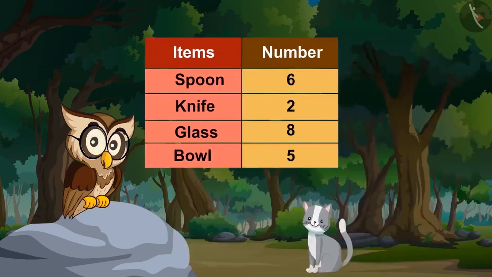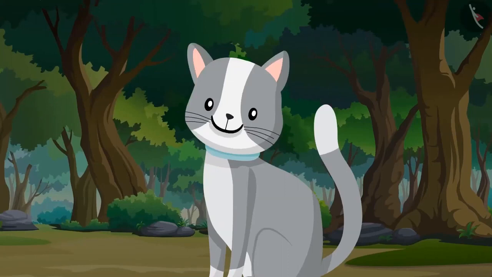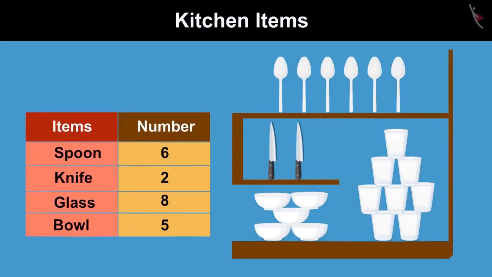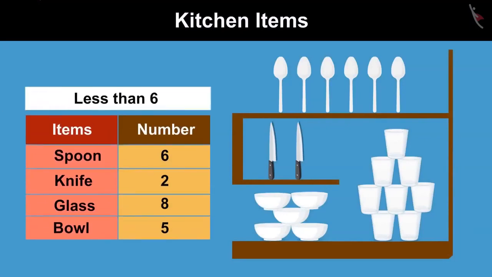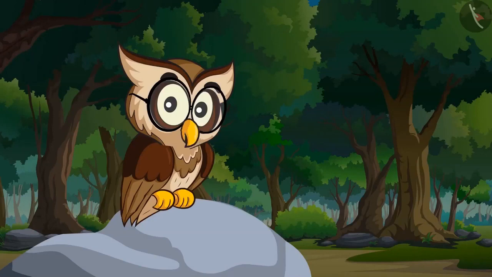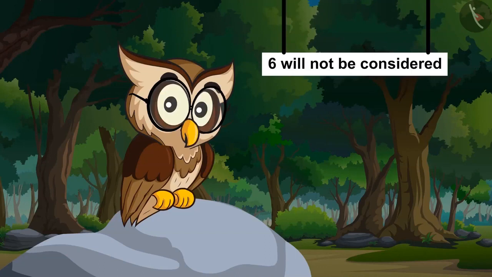But Saloni, if I would have asked which kitchen item is more than or equal to 6, then your answer would be correct. Oh, now I get it. So now can you tell me which kitchen item is less than 6 in number? Knife and bowl. Absolutely right. While counting less than a particular number, the number itself is not considered.